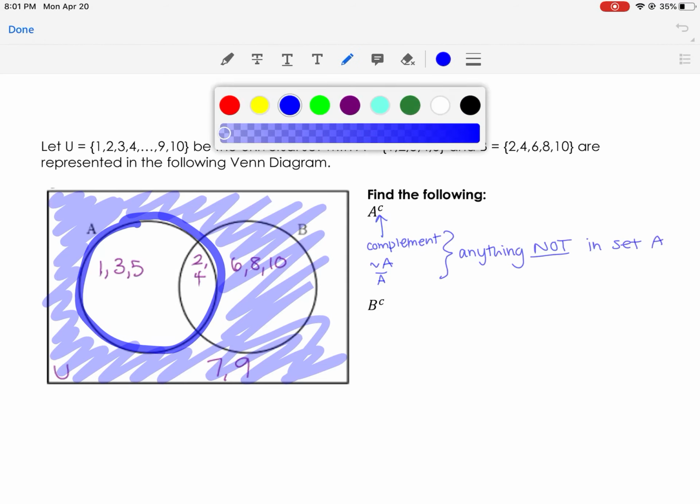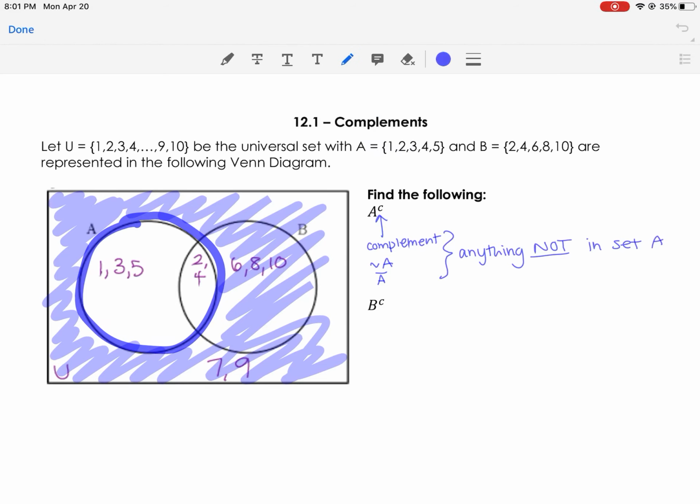If we look at all the numbers in that shaded area, starting over here with B, we have 6, 8, and 10. And then outside, we also have that 7 and that 9. So those are all the numbers that are not in A.